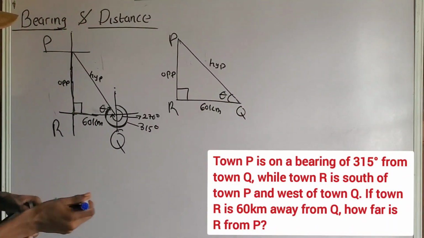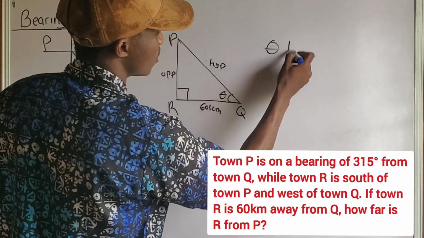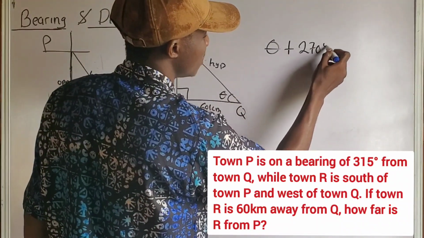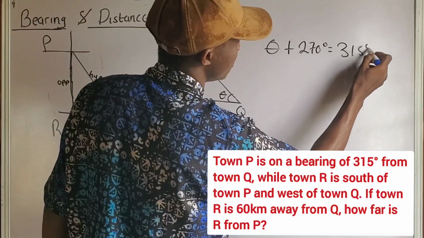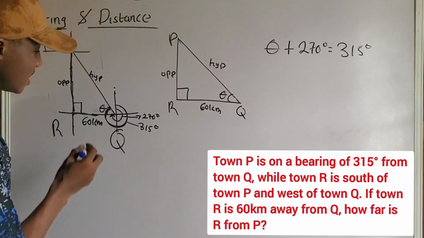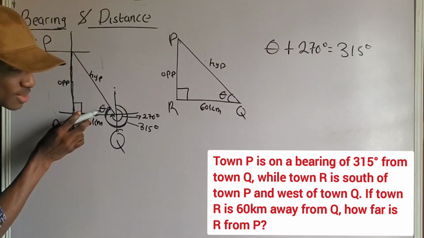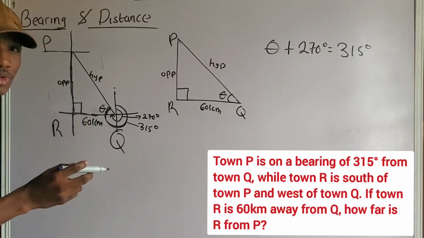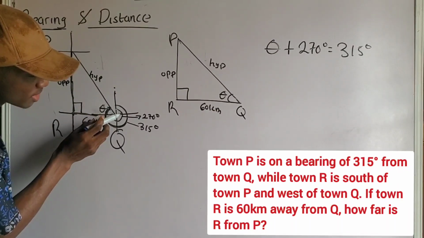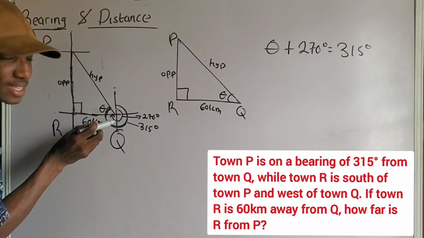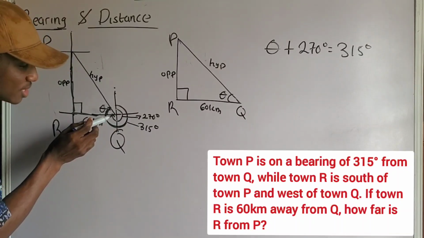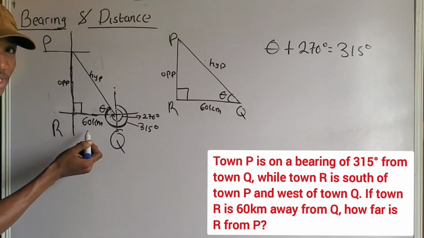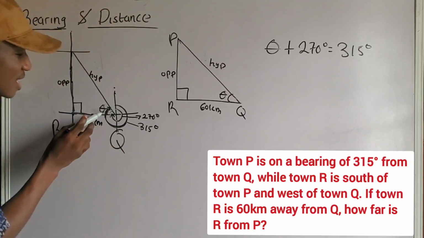So theta plus 270 degrees equals 315 degrees. Do you get it? That is, this smallest angle plus 270 degrees. How did I get 270 degrees? From this point to this point is 90, from this point to this point is 180, from this point to this point is 270. So 270 plus the angle that is here will give me 315 degrees. Is that not it? So I represent that smallest angle as theta.